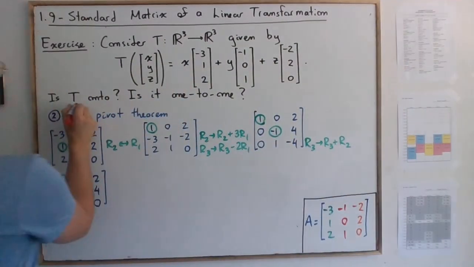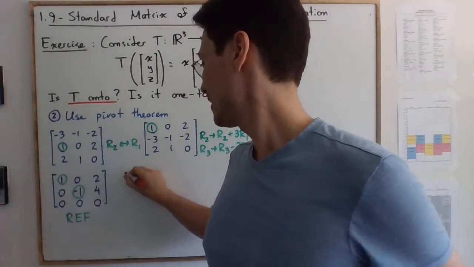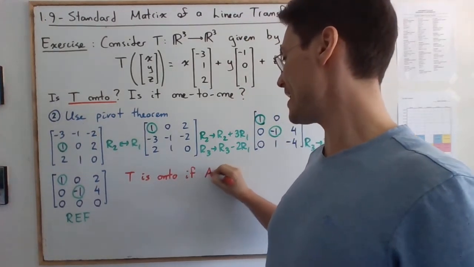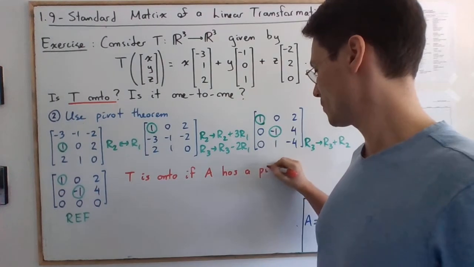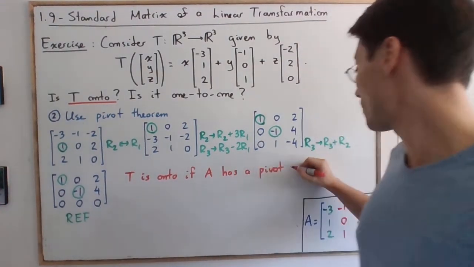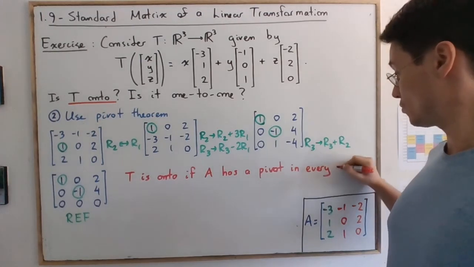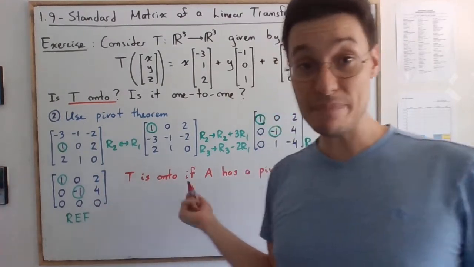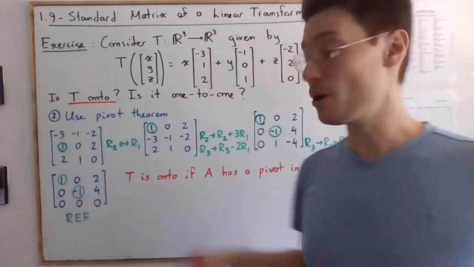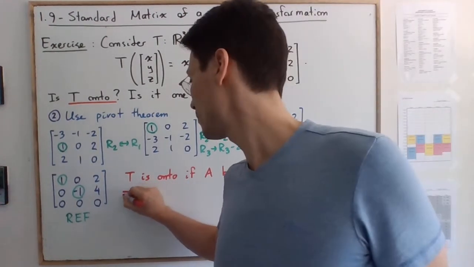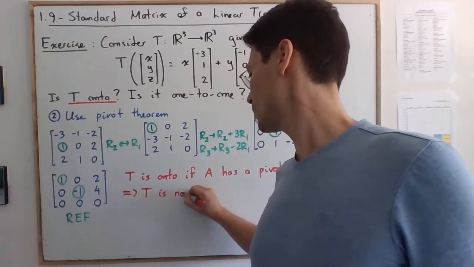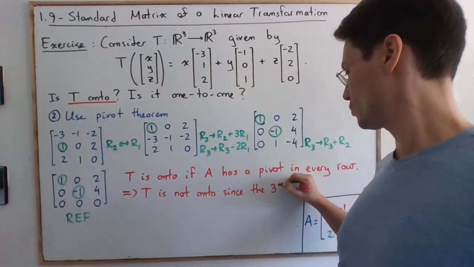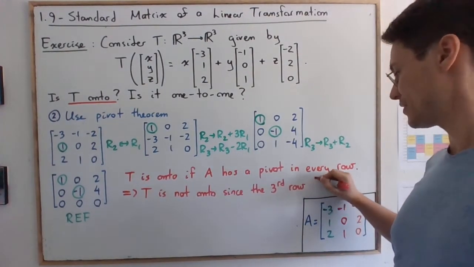Now let's answer, is T onto and is T one-to-one? So, remember that T is onto if A has a pivot in every row. So as a consequence, because the third row doesn't have any pivot, as you can see, it's a row of zeros, T is not onto, since the third row doesn't have a pivot.